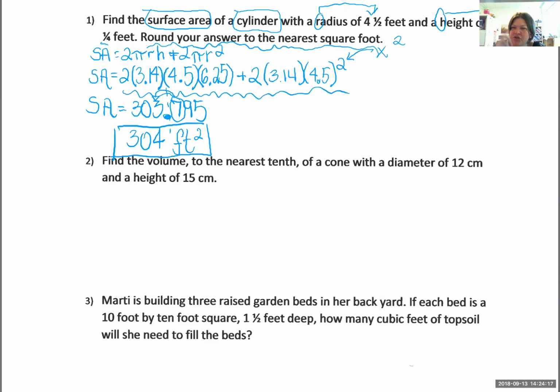Okay, there's a little trick to this one. Let's see if you guys can see what it is. Number 2 says, find the volume to the nearest tenth of a cone with a diameter of 12 centimeters and a height of 15 centimeters. So I've been asked to find volume of a cone. What formula should I use? V equals 1/3 pi r squared height.